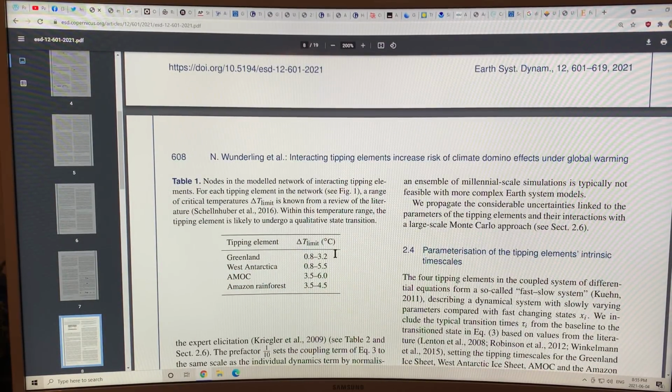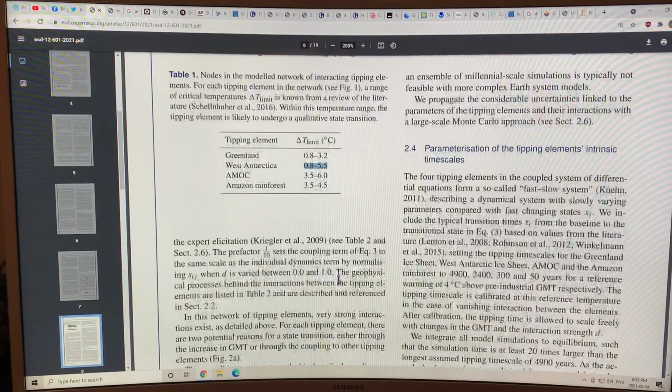And the temperatures are taken from the best available literature on what the limits are to tip the element over. We've already probably passed it for Greenland and West Antarctic, and we're very close for AMOC. For the Amazon rainforest, it says no, not yet.